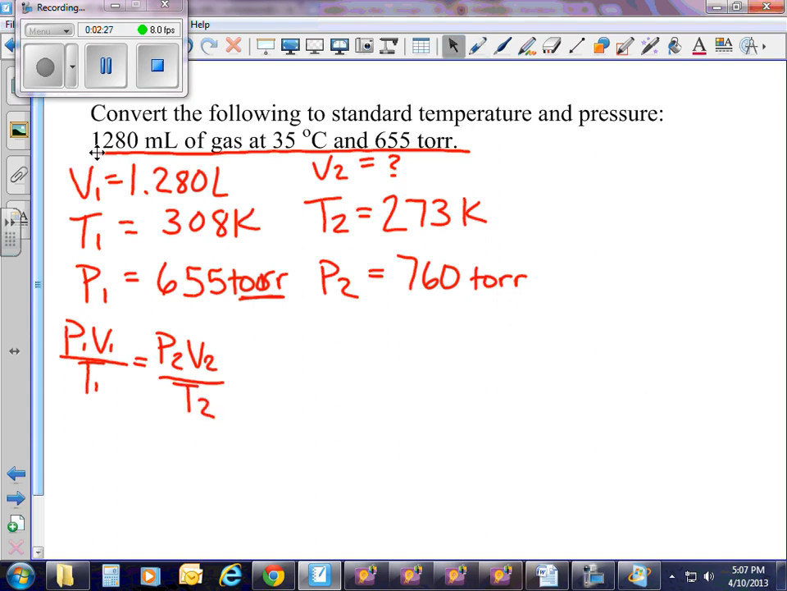Very first rule, cross multiply. So I'm going to get P1V1T2 equals P2V2T1. I'm looking for this V2, so to get V2 by itself, I have to divide both sides by P2 and T1.